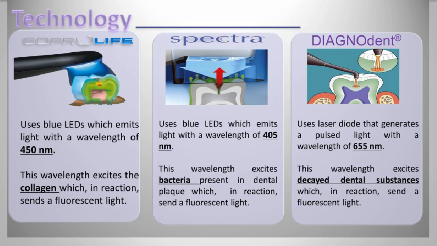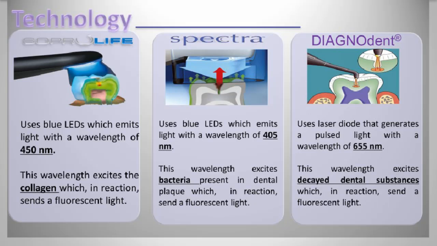of 450 nanometers. The wavelengths excite the collagen. So that's how this technology works, which in reaction sends off fluorescent light. With the Spectra, it uses blue LEDs as well, and it emits light with a wavelength of 405 nanometers. Now this wavelength excites cariogenic bacteria that's present in the dental plaque, again sending off fluorescent light.